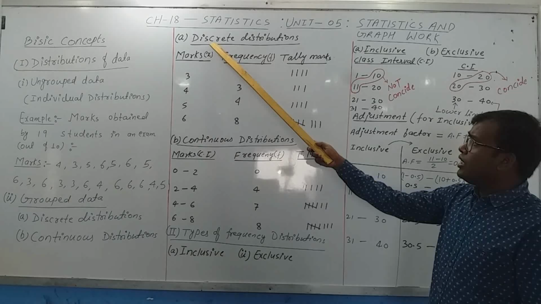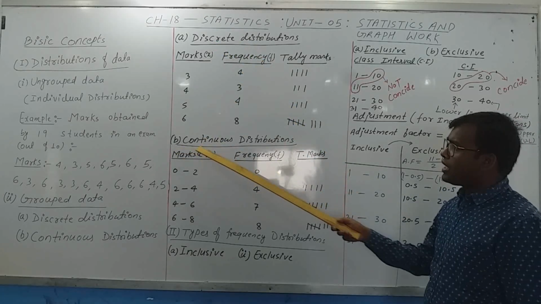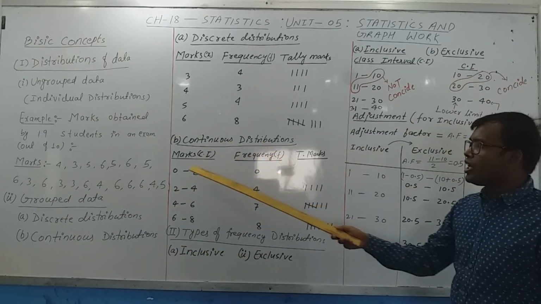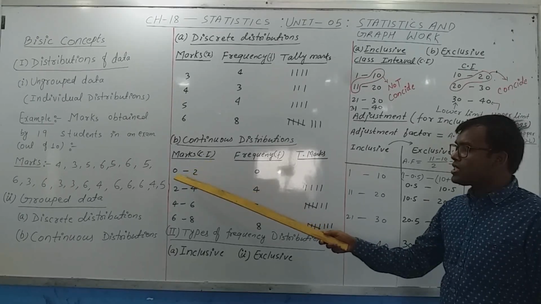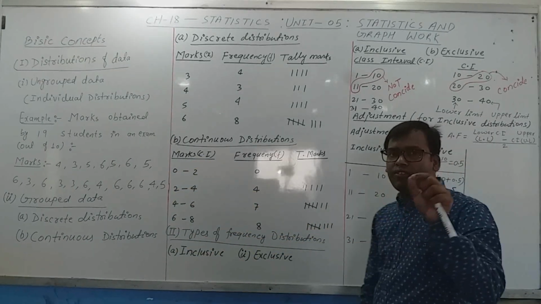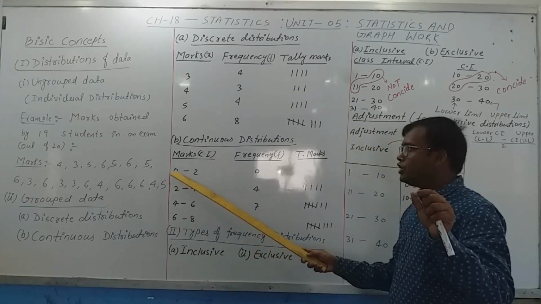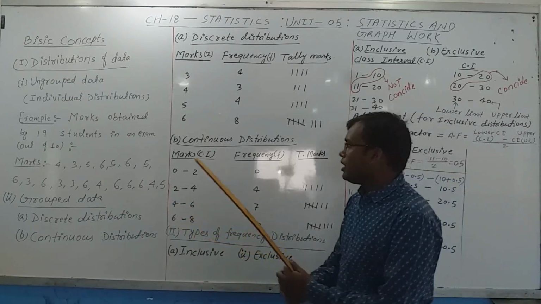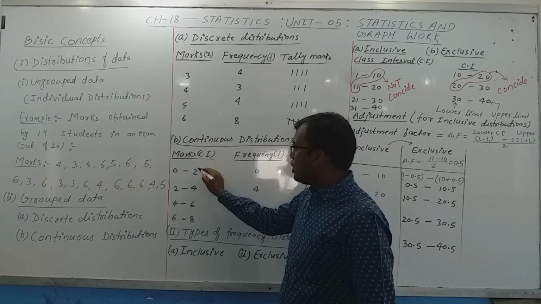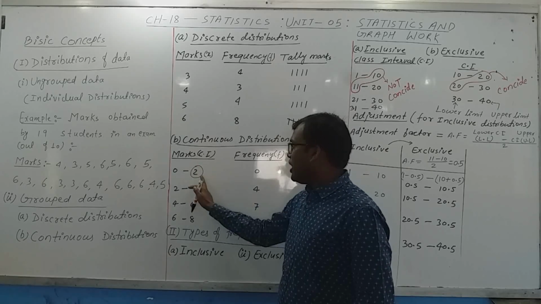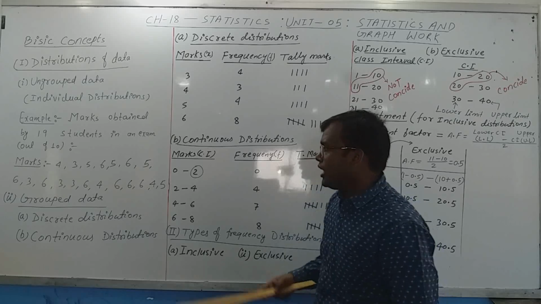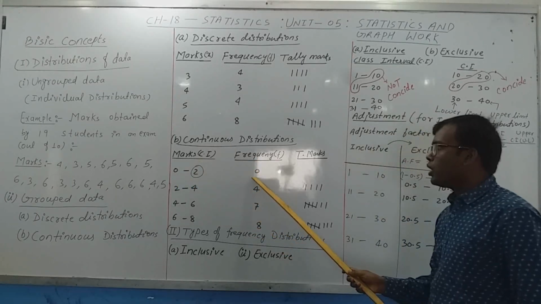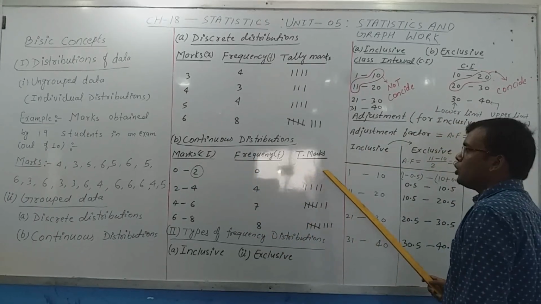Now, after discrete distributions, the second part, it is the continuous distributions of the grouped data. So in continuous distributions, we have provided class intervals. That means I have considered the class intervals of 0 to 2, 2 to 4, 4 to 6, 6 to 8. That means here 0 to 2, that means 2 is not included. Less than 2 are included. That means see here, there are no marks obtained less than 2. That means the corresponding frequency is 0. Therefore, no tally mark will be here.